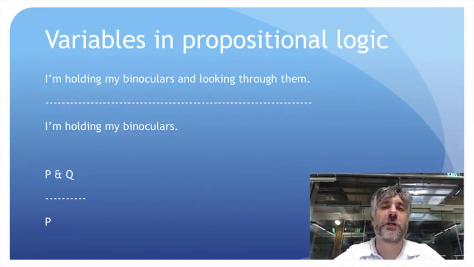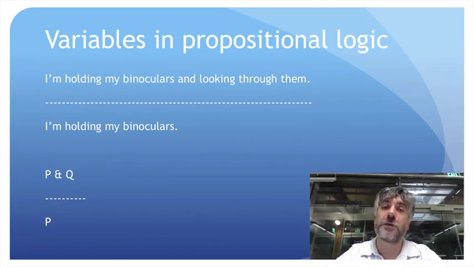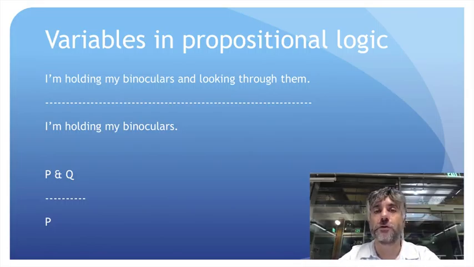Now, in propositional logic, variables play an equally useful role. So consider an inference that we looked at in the last lecture. From the premise, I'm holding my binoculars and looking through them, it follows that I'm holding my binoculars, right? If it's true that I'm holding my binoculars and looking through them, if that premise is true, then the conclusion, I'm holding my binoculars, must be true. So that right there is a valid deductive argument. There's no possible way for the premise to be true without the conclusion also being true.